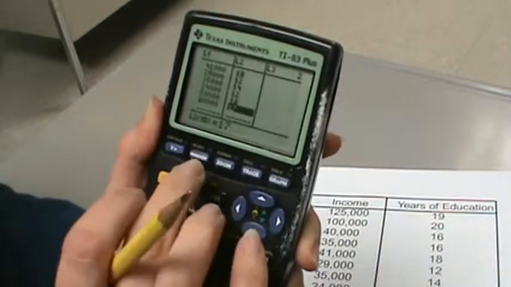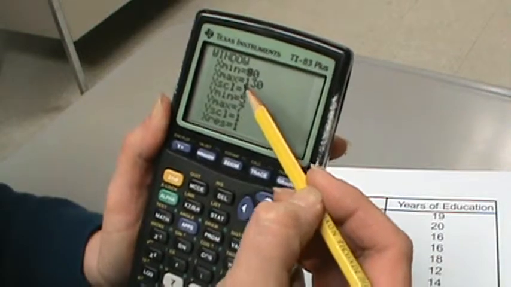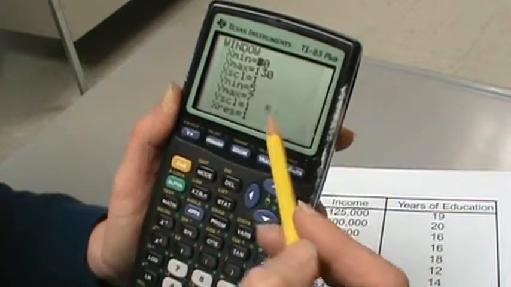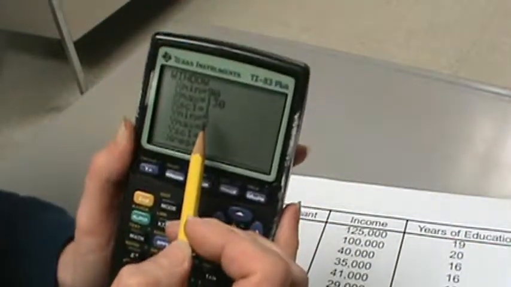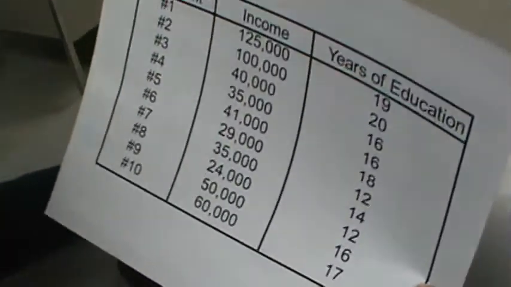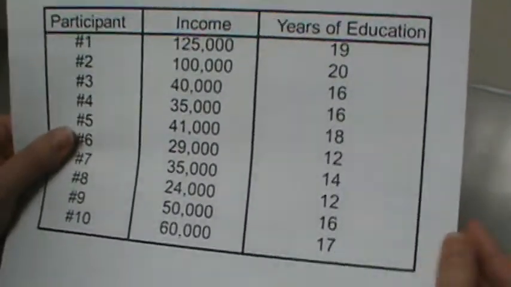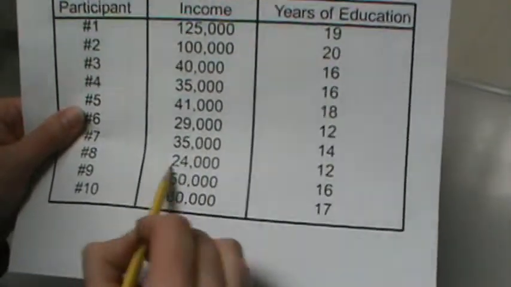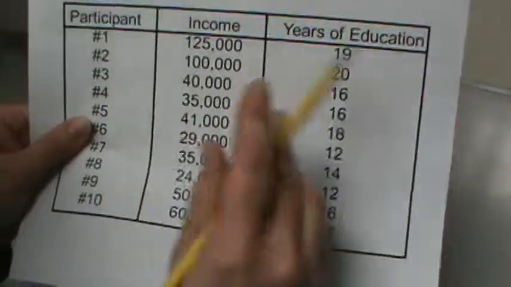And then the next thing we need to do is adjust our window. So right now I have it going from 90 to 130. Well, if I were to hit graph, that's obviously not going to show up because none of my incomes are between 90 and 130. Okay, so I need to look at my list here. All right, I'm going to look for the smallest number and the biggest number. So the smallest number looks like 24,000 and the biggest 125,000.